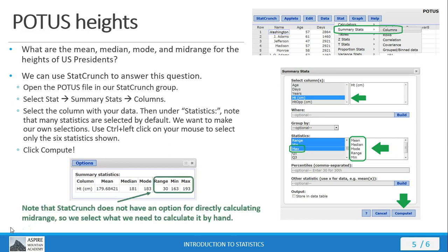Now, as was pointed out in the video, StatCrunch doesn't directly calculate the mid-range, but it will calculate statistics you can use to calculate it yourself. So, we can take half the range and then add it to the minimum value, or we could subtract half the range from the max value. Okay, either way we get the same number. We could also add the min and max values together and then divide by 2, and that would also give us 178.